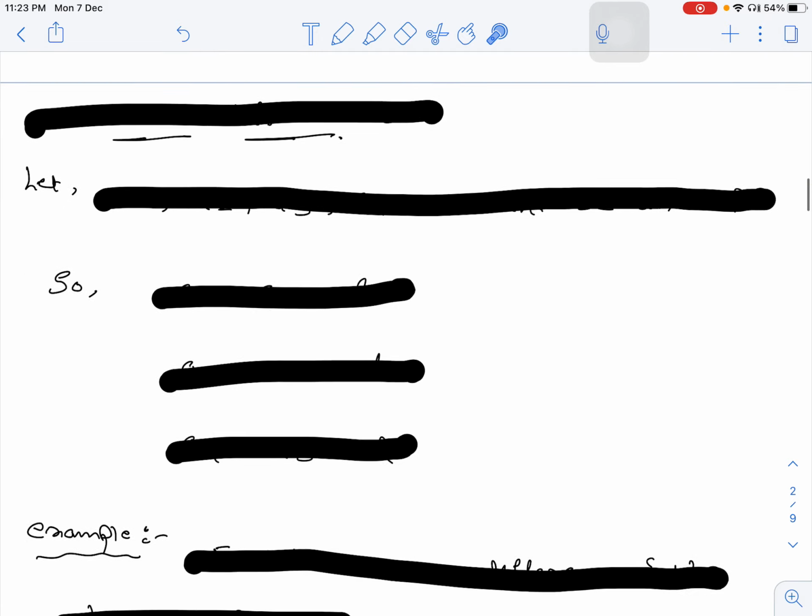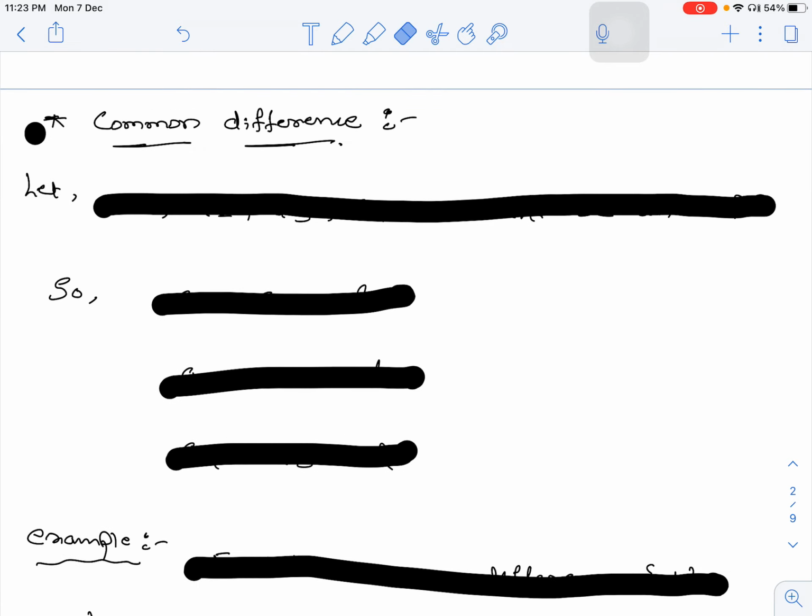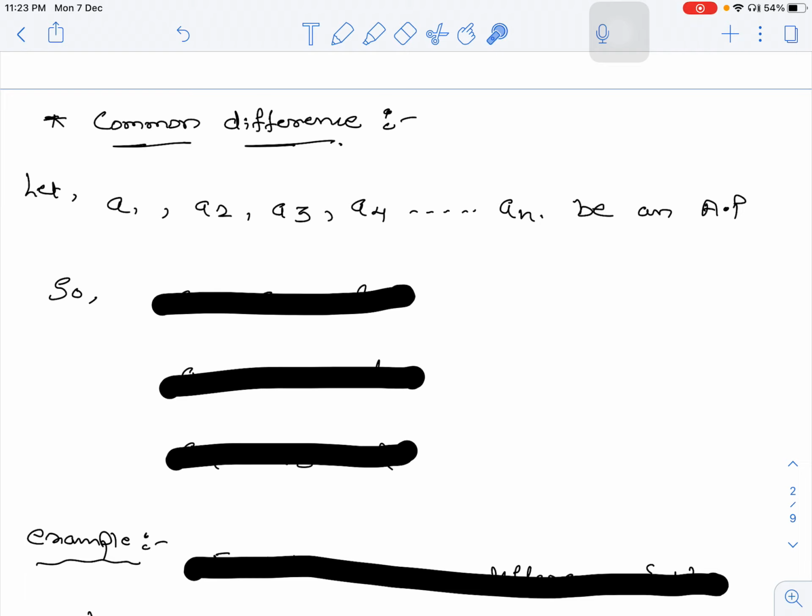Now our next topic is the common difference. Already we have seen what the common difference is. Let us consider that A1, A2, A3, A4 and so on up to AN, these all are terms in AP. What does it mean to be in AP, or arithmetic progression? If this list of numbers shows arithmetic progression, then second term minus first term, third minus second, fourth minus third, they all should have the same difference.